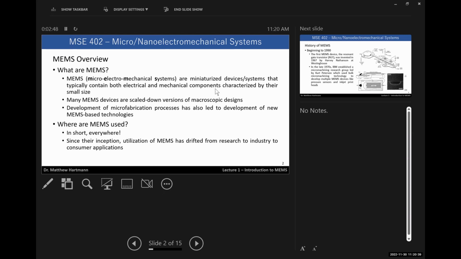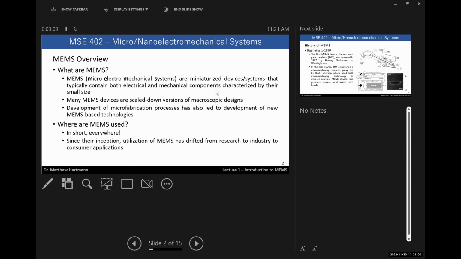Because they're so small and because they're made using standard CMOS processes, they can be manufactured extremely cheaply. And so the utilization of these devices has gone from tens of thousands to hundreds of thousands of units to literally millions, if not billions of units of these devices due to the miniaturization.